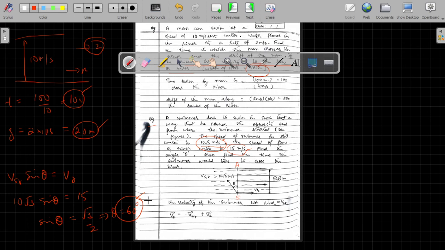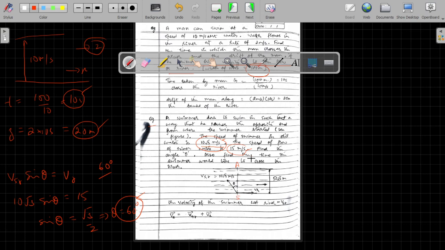So you have to orient yourself at an angle 60 degree. The swimmer would have to orient itself at an angle 60 degree with respect to this line SA, so that it is able to cross the river directly with no drift.